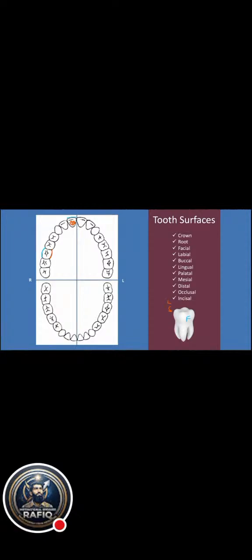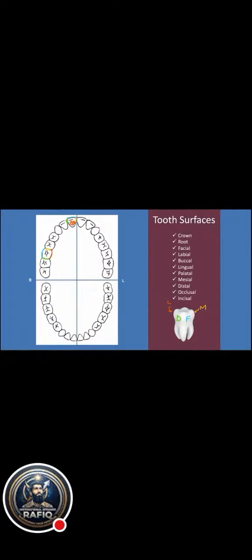The side of the tooth that's closest to the midline is called the mesial surface. M for midline. So for tooth number 3, this would be the mesial surface. For tooth number 8, this would be the mesial surface. All of this is true of the lower arch as well. Next is the distal surface. That's opposite from mesial. It's the one that's furthest away from the midline. So for tooth number 3, this would be the distal surface. Tooth number 8, this would be the distal surface.